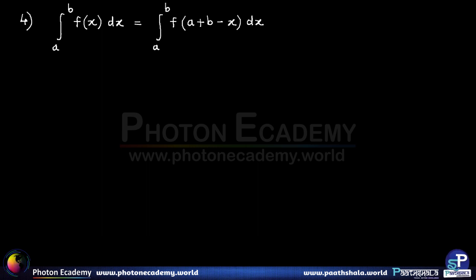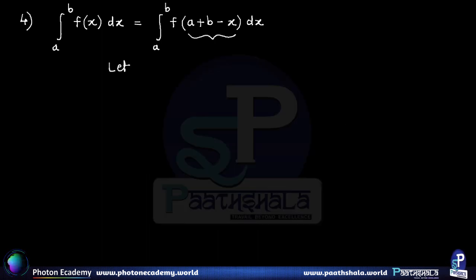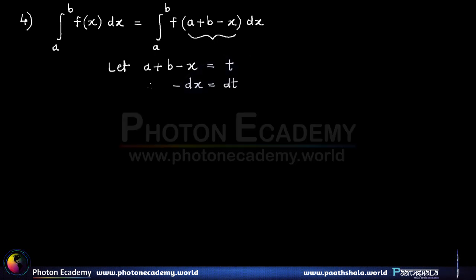Now to prove this, we start from the right hand side and use the substitution. Okay. So let this particular big expression be substituted with a new variable, say t. Right. So therefore if you differentiate, we get minus dx is equal to dt. So therefore dx is equal to minus dt.